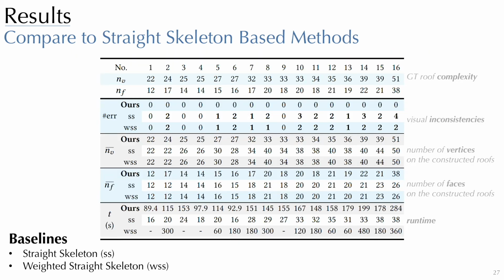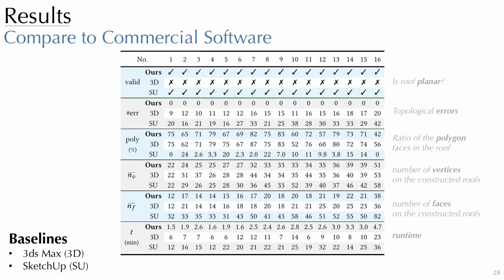Here we show some qualitative evaluations about the 16 roofs shown in the previous slide. We report the number of visual inconsistencies and compare the topology between the constructed roof and the expected roof shown in the image. We can see that our method is more expressive than the straight skeleton-based methods. We also asked 2 experts to model these roofs in 3ds Max and SketchUp. We report the validity and topological errors of the constructed roofs.